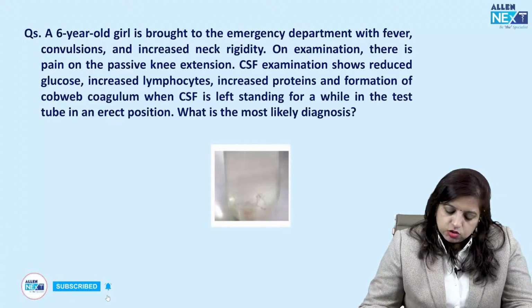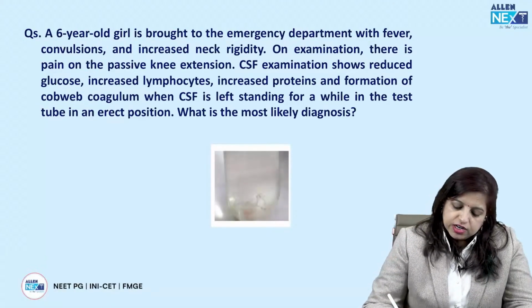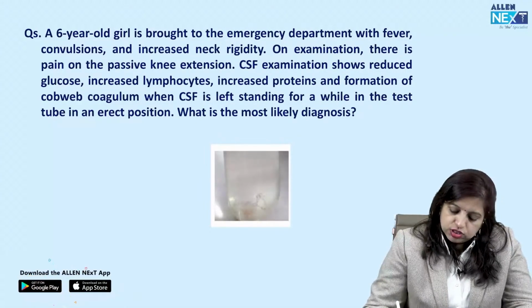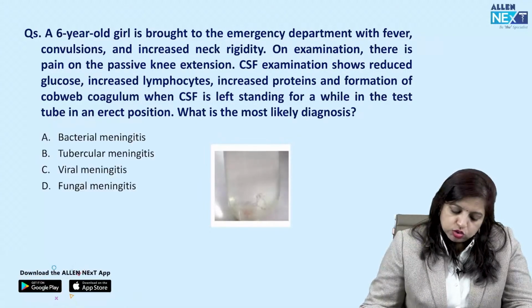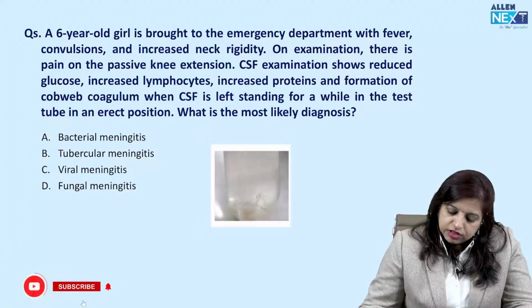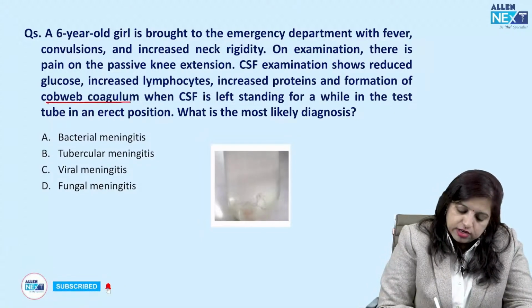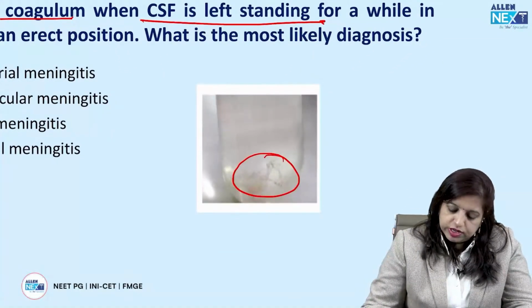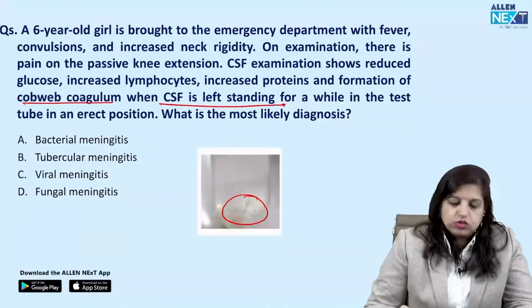Okay, then a 6-year-old child is brought to the emergency department with fever, convulsions, and increasing neck rigidity. On examination, there is pain on passive knee extension. CSF examination shows reduced glucose, increased lymphocytes, and increased proteins. Formation of cobweb coagulum is there when CSF is standing for a while. You can see this cobweb coagulum over here, right? What is the most likely diagnosis?